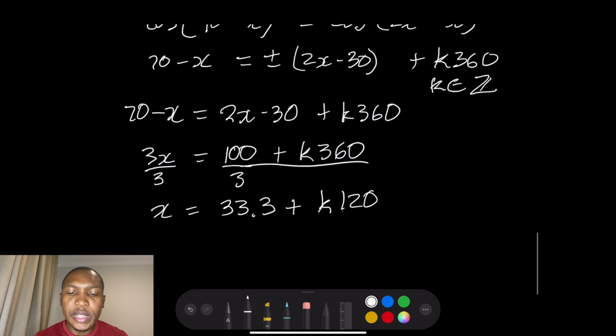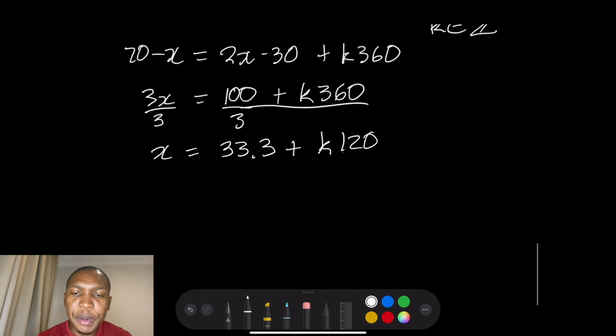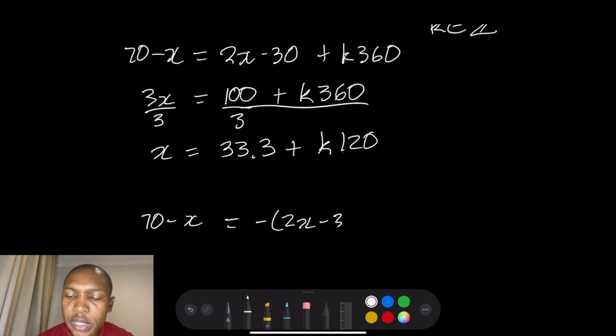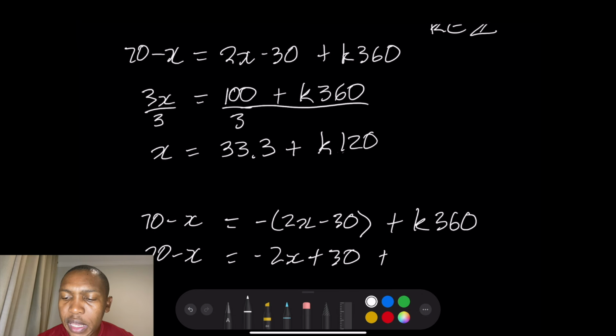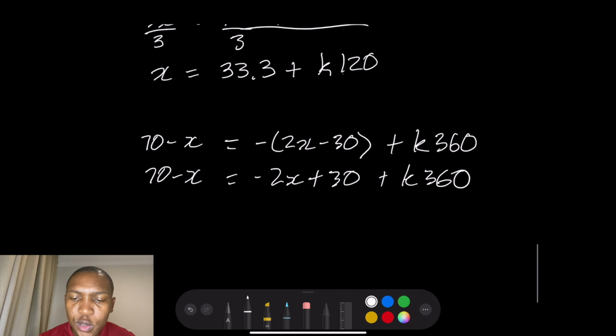Right, so that would be your first solution, but the next one would be 70 minus x equal to minus 2x minus 30, plus k360. So we'd have 70 minus x, which is equal to minus 2x plus 30 plus k360. Okay, and let's try to solve that.